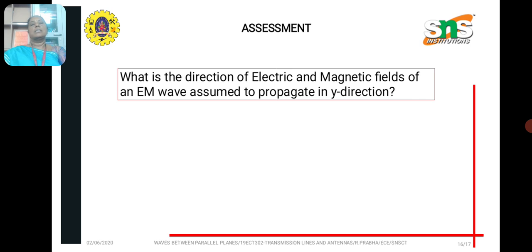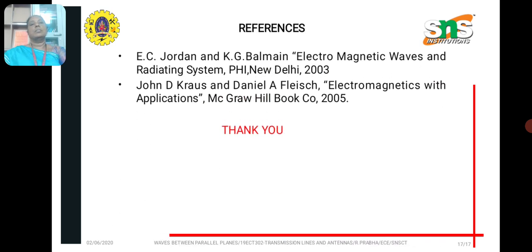Assessment: the direction of electric and magnetic fields of an EM wave assumed to propagate in y direction. So when the wave is propagating in y direction, its electric and magnetic field must be in x and z directions.